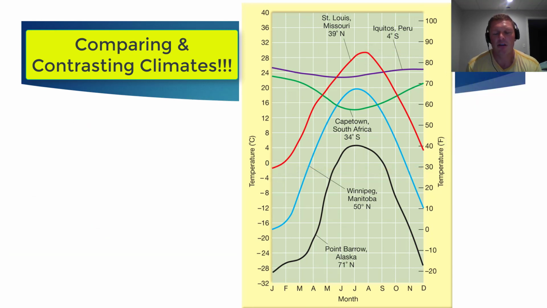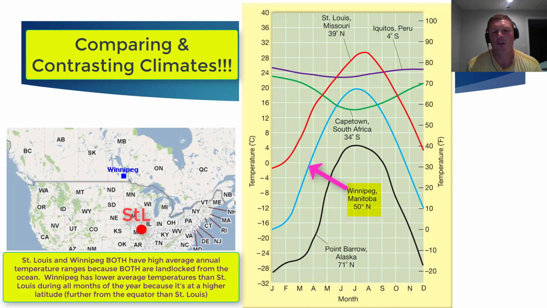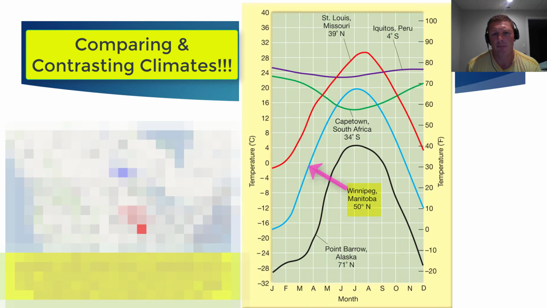In fact, if you look at the blue curve for Winnipeg, you'll notice that its shape and its height are very similar to the curve we see for St. Louis. It's just shifted down a little bit from St. Louis because Winnipeg is at a higher latitude than St. Louis. And generally speaking, the higher the latitude, the cooler the average temperatures will be.